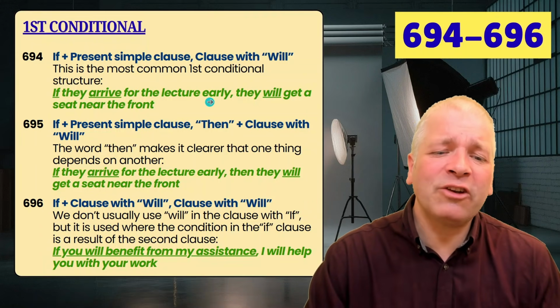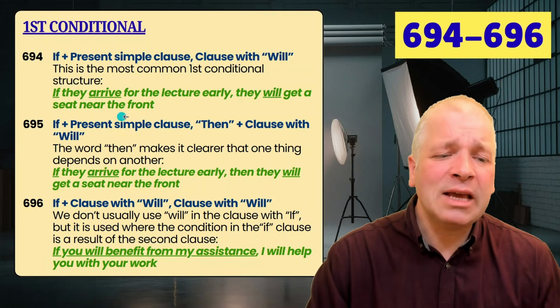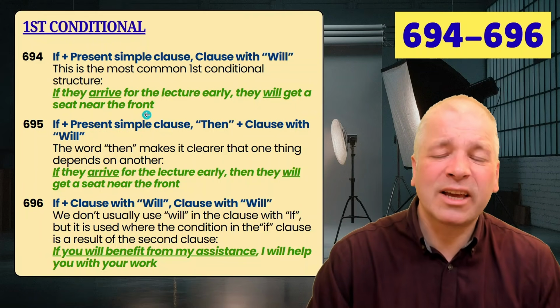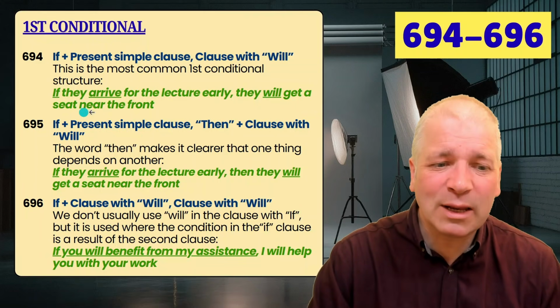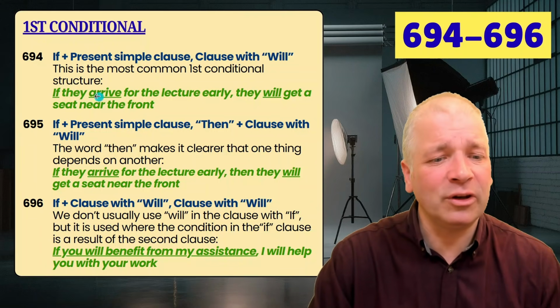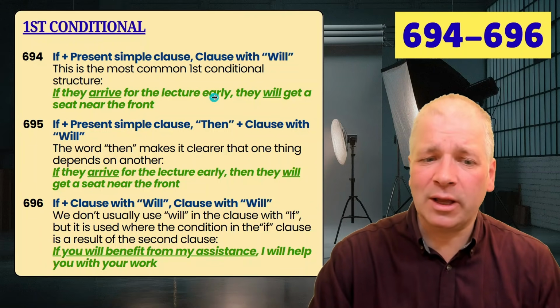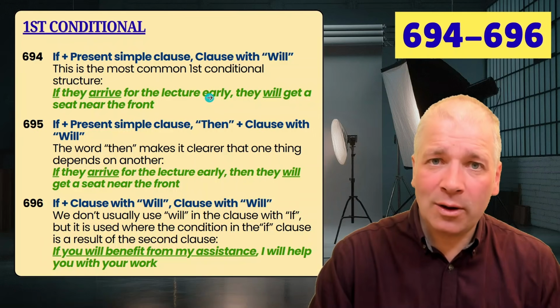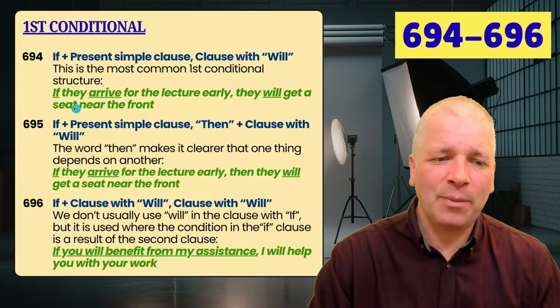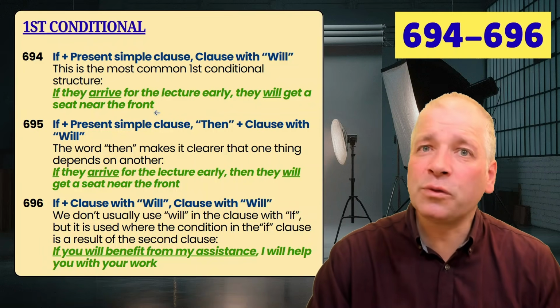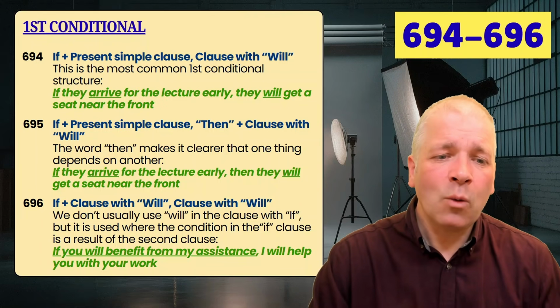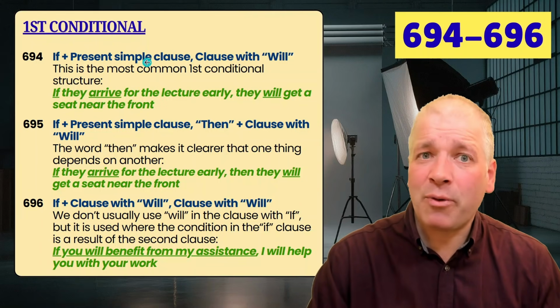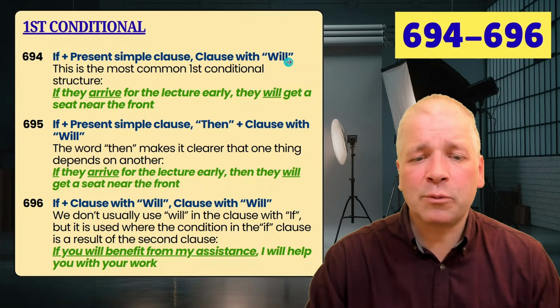If they arrive for the lecture early, they will get a seat near the front. So there is a condition to the second part. They want to get a seat near the front, but there's a condition: arrive for the lecture early. Arriving early must be fulfilled in order for the second part to happen. Now, this is called the first conditional, where we have if followed by a present simple clause, followed by a clause with will.